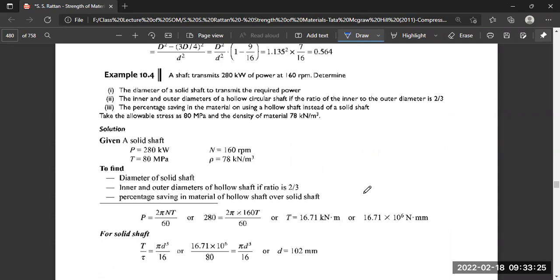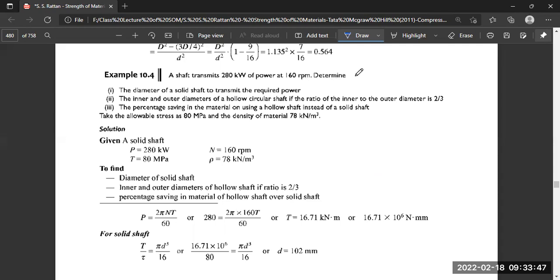A shaft transmits 280 kilowatts of power at 160 RPM. So what is given: the power being transmitted is known, and the RPM at which it is rotating is known, with which we can know what torque it is developing.